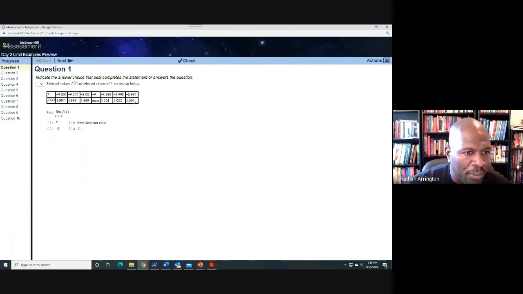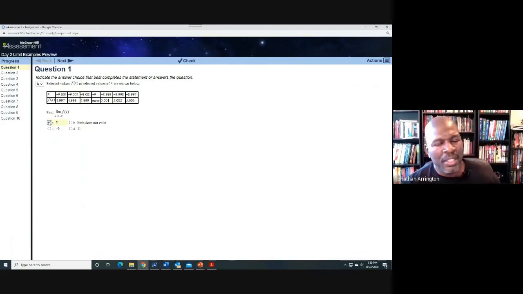And so if I look on the right, as x approaches -9 from the right, you should also see it's getting close to 5. So we have 5 on the left and 5 on the right. Therefore, the answer is 5.